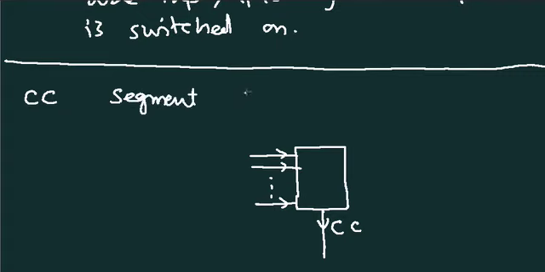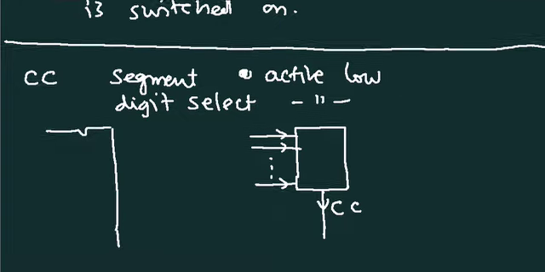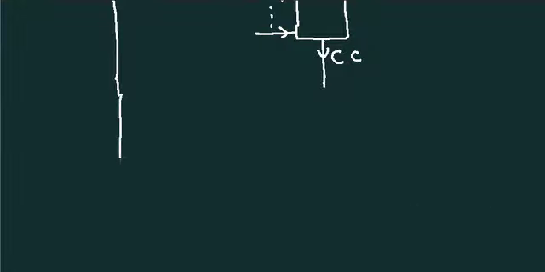Segment data active low and digit select also active low. So, how do we draw that? If the line is going to be active low and the current has to go this way, then it has to be this way.